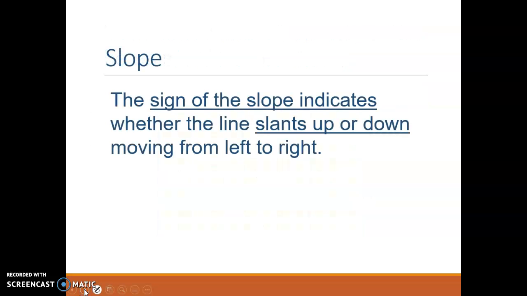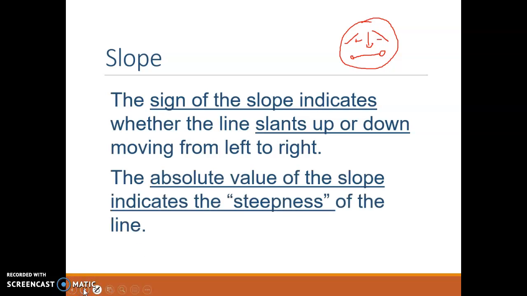When finding slope, the sign of the slope indicates whether the line slants up or down, moving from left to right. I've said that multiple times, so you should be really familiar with this guy right now. From left to right, if it goes upward, that is a positive slope. If it goes downward, it's a negative slope. If it's just a horizontal line, it's a 0 slope. And if it's a vertical line, it is an undefined slope. The absolute value of the slope indicates the steepness of the line.